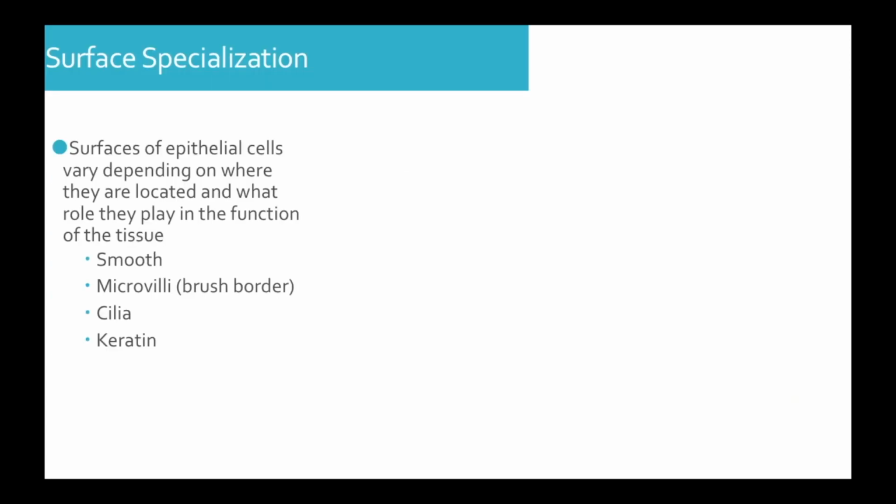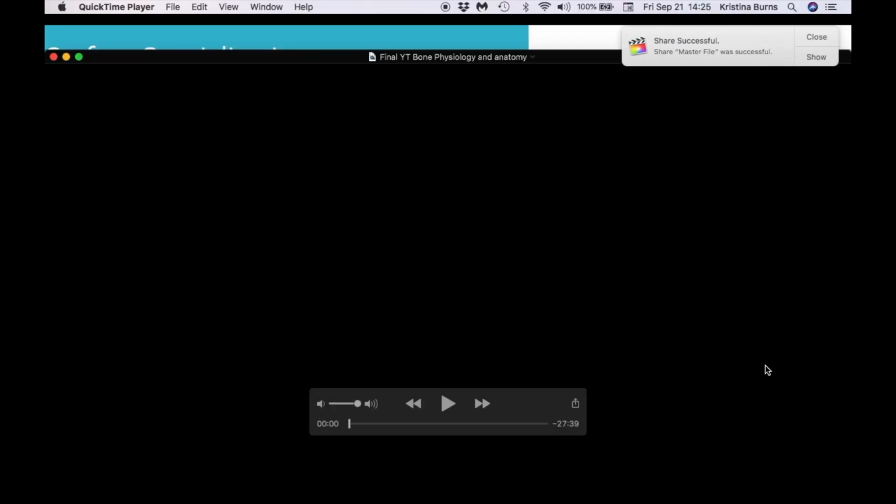And then on the other end of the cell, the apical surface, we're looking at surface specializations. So some cells aren't just plain old epithelial cells, but rather they have specialized characteristics that are designated according to their function. The surfaces of epithelial cells vary depending on where they are located and what role they play in the function of the tissue. Smooth, which is what we've looked at previously, which is just plain old epithelial cells.